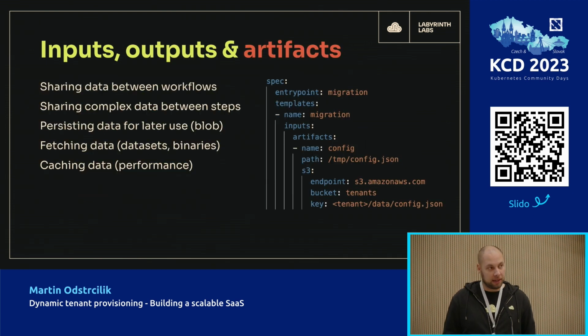And if you want to share the data between workflows, or the data is complex in some way, you can use artifacts for that purpose. You can persist those artifacts in some blob storage, can be S3 bucket, and other blob storages you can imagine, like Minio. And then you can fetch those artifacts. It could be other things as well, like some data sets or binaries. And also it can be used for caching, so you can improve the performance of your workflow.